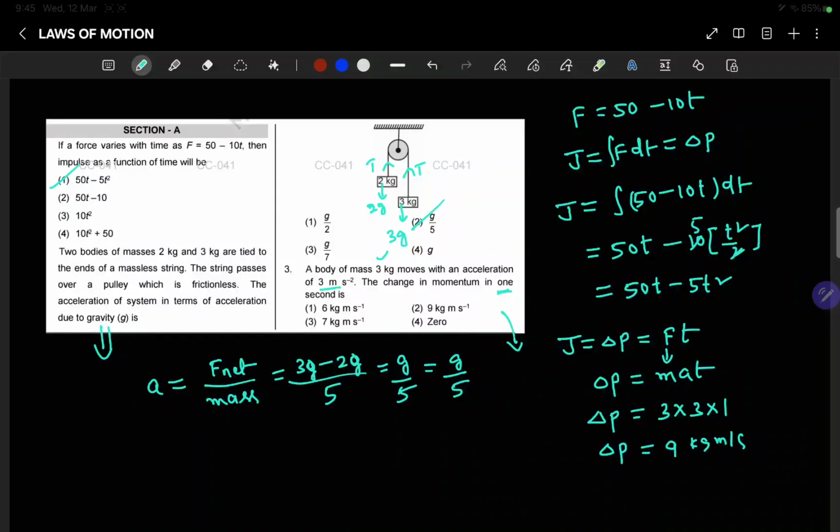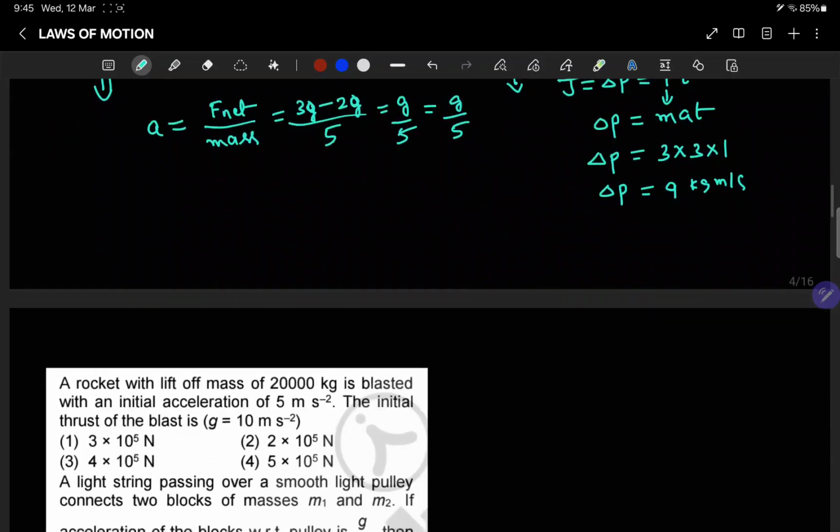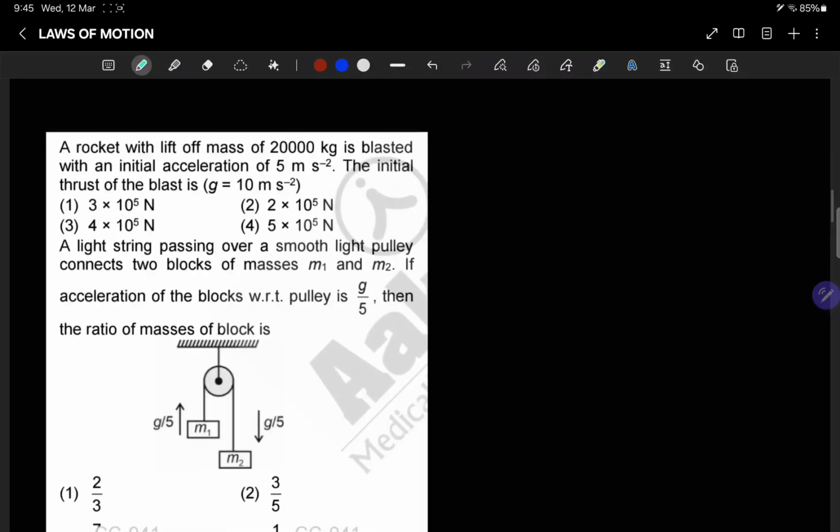Yes, students, last video I explained up to these three problems. Continuation, students, laws of motion continuation problems. Now here rocket propulsion related questions, important, students. Newton's third law of motion.